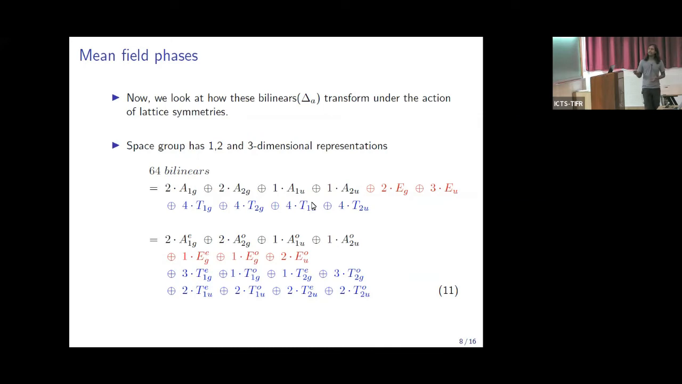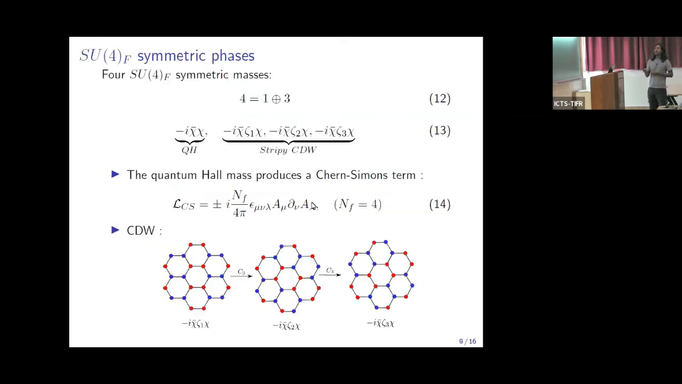Once we have classified the 64 bilinears using the lattice symmetries, we go to each representation and ask what kind of phase it is, looking at how it breaks the microscopic SU4 and lattice symmetries. I'll show a few examples. For example, there are four bilinears which are invariant under the microscopic SU4, which I call flavor SU4. The first bilinear, which I write as chi bar chi, is really a quantum Hall mass in the sense that it is odd under time reversal and odd under parity.